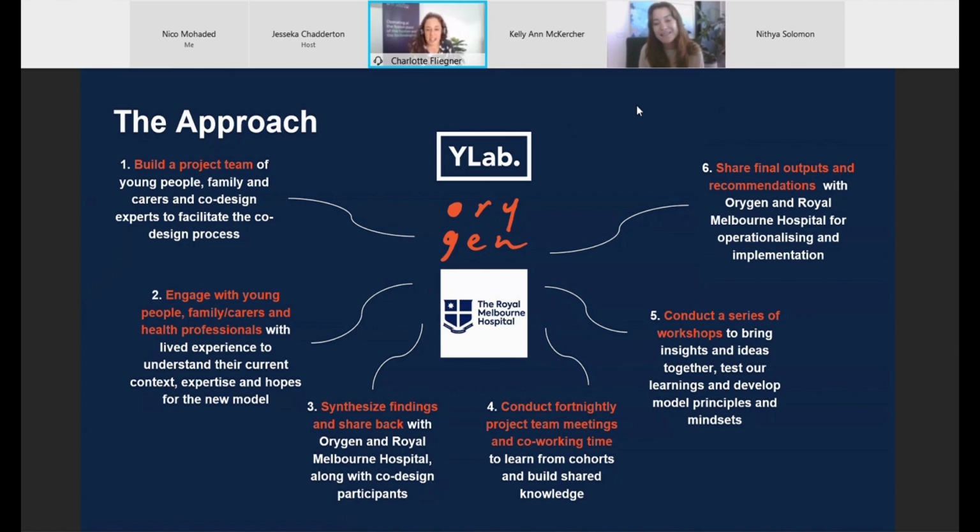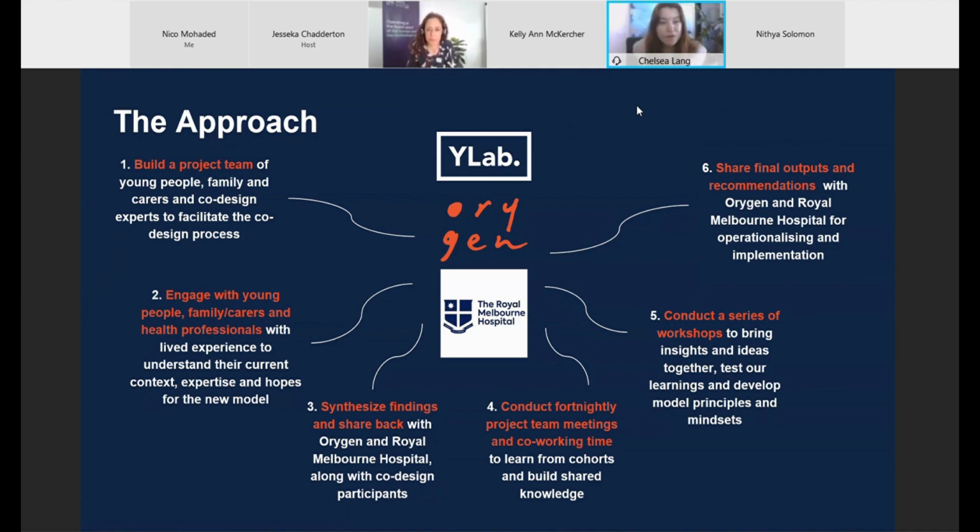Chelsea and I started actually chatting to each other and talking about Ylab's project with Orygen, which she's going to present today. Can you talk us through the project, your approach, some of the outcomes? Yeah, sure. So this is our third year collaborating with Orygen now, which has been pretty incredible to build that trust and transparency in our co-design work with them.